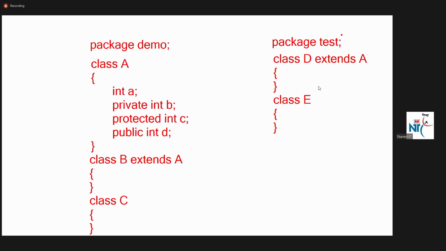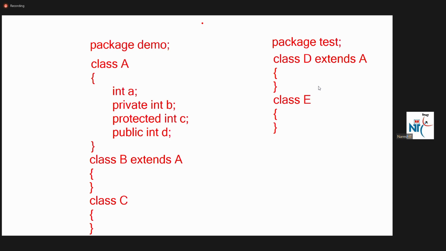Okay. Now, here 2 packages are there. One package name is called demo. One more package name is called test. In the demo package, 3 classes are there: A class, B class, C class. In the test package, 2 classes are there: D class, E class. Okay. In demo package, 3 classes. In test package, 2 classes.